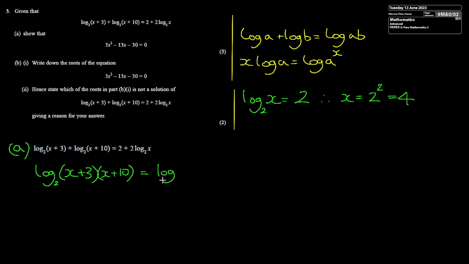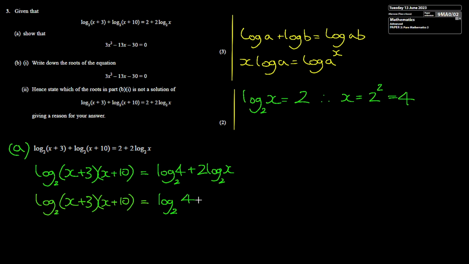So this is log to the base 2 of 4 plus 2 log to the base 2 of x. I've got some further work to do on the right-hand side. Using the second law, this term becomes log to the base 2 of x squared, and this will multiply by 4. So this will turn out to be the log base 2 of 4x squared. That's using both of these two log laws that I've got written up here.